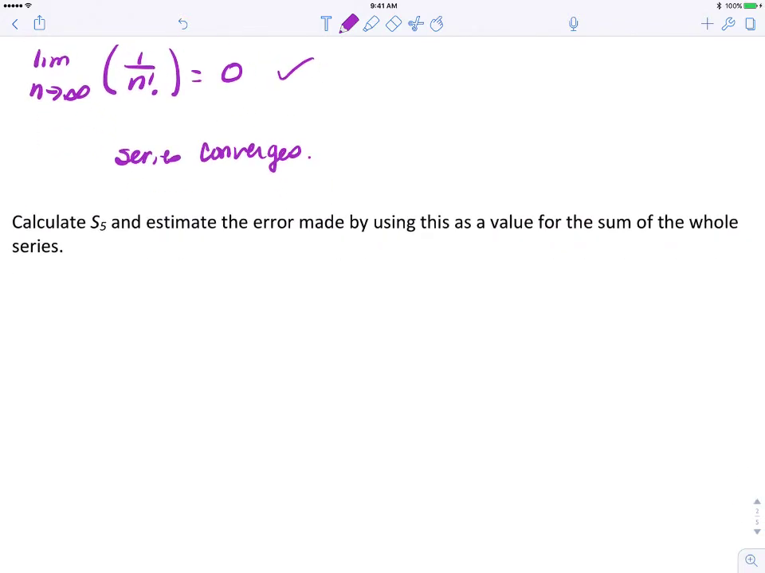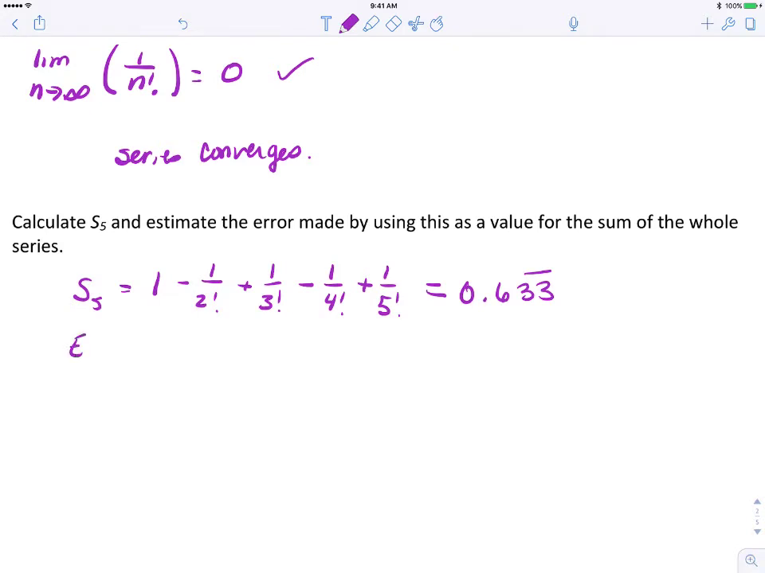Next, we're asked to calculate S5 and estimate the error made by using this as a value for the sum of the whole series. So we want S5, which is going to be 1 minus 1 over 2 factorial plus 1 over 3 factorial minus 1 over 4 factorial plus 1 over 5 factorial. And if you punch that all into your calculator, you get 0.633 repeating. And the fifth error is going to be bounded by 1 over 6 factorial, which is about 0.00139.